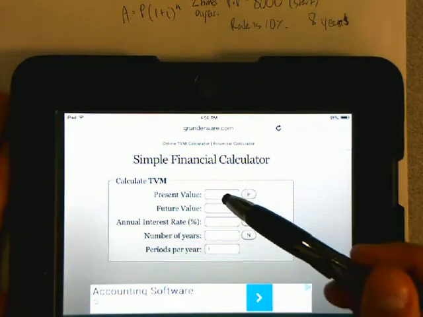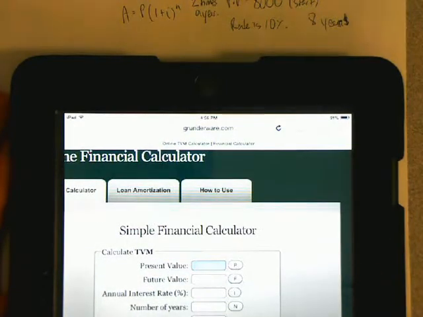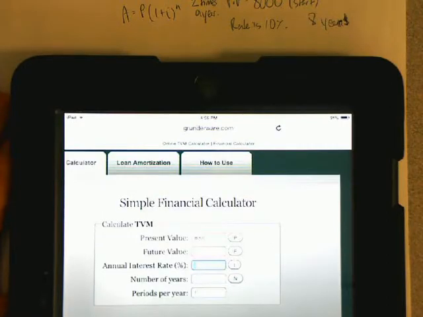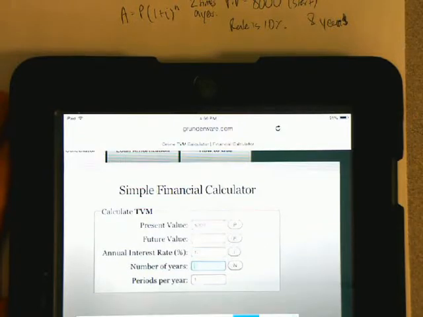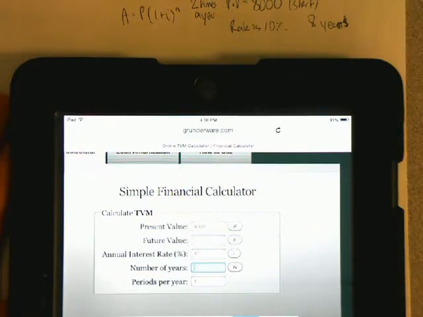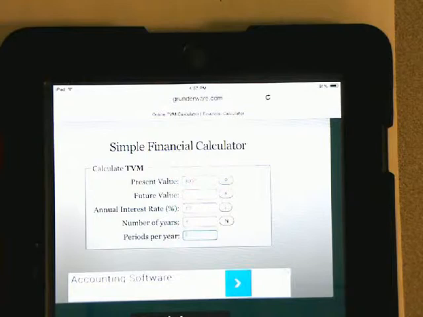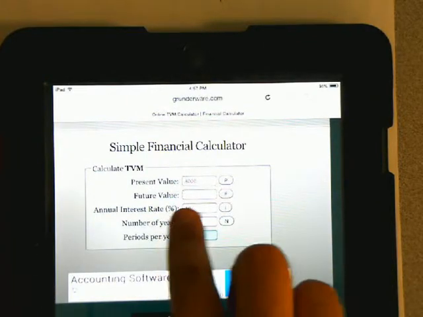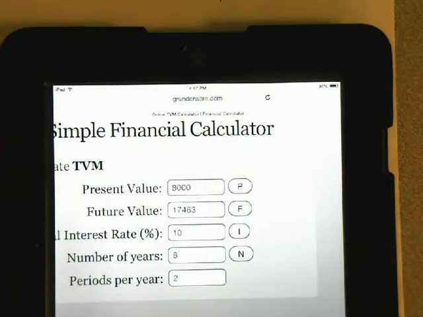So the present value is 8,000. That's what I start with. The future value, I don't know. That's what I'm going to have at the end. That's what I'm going to try to figure out. The interest rate is 10. The number of years we said was 8 years. And the periods per year, well, since it's semi-annual, it happens twice a year. So 2 times a year. And the future value is what I want to figure out, so I'll just hit that F with my finger. And that's what I'll have at the end.